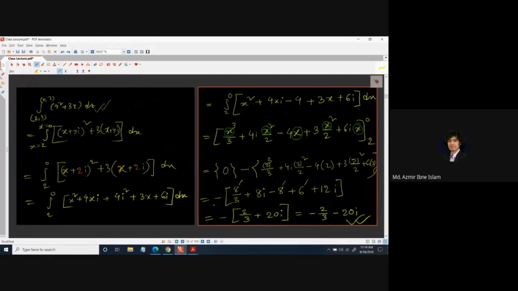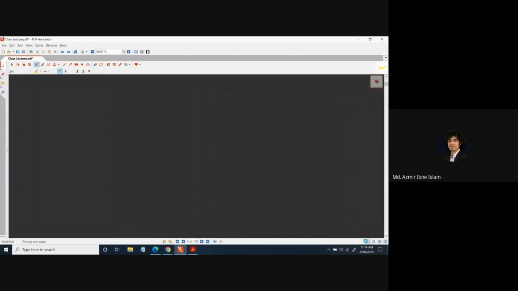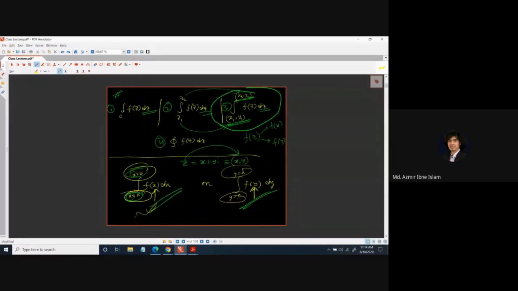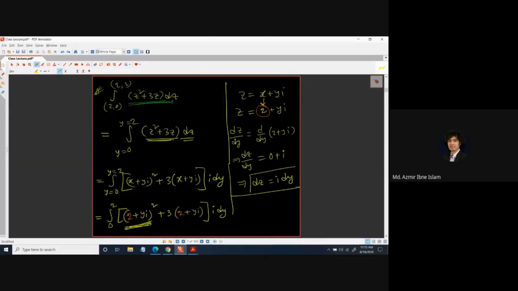So this is how we can solve a complex integral. Is that okay? I have already mentioned that a complex integral may be in these forms: f of z dz with c, or integration from z1 to z2 of f of z, or we have some points x1 y1 x2 y2. So this is how the complex integrals will be represented.